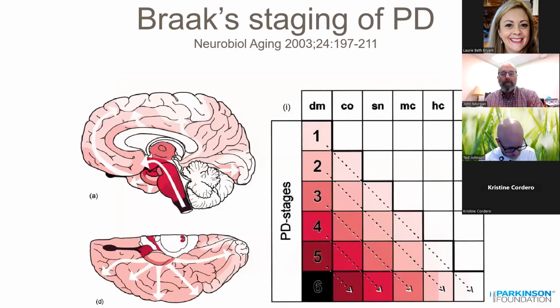Braak proposed this hypothesis of how Parkinson's starts: in the olfactory bulb and the brainstem, the medulla oblongata, and then spreads rostrally up into the brain from there and causes problems in numerous different structures. But according to his staging, it's not till stage 3 that it hits the substantia nigra, where the dopamine neurons regulating movement are.